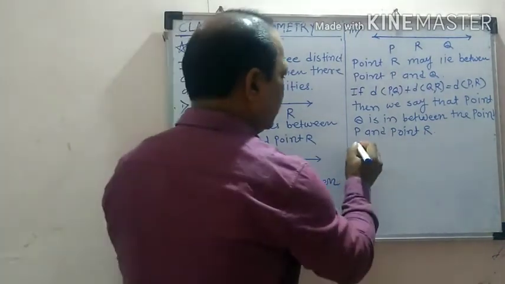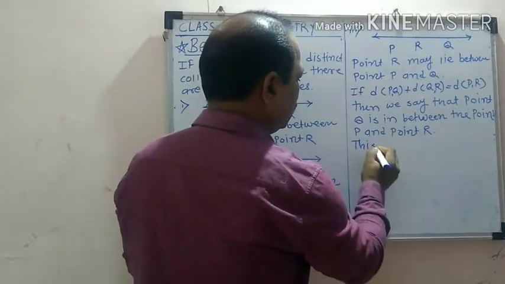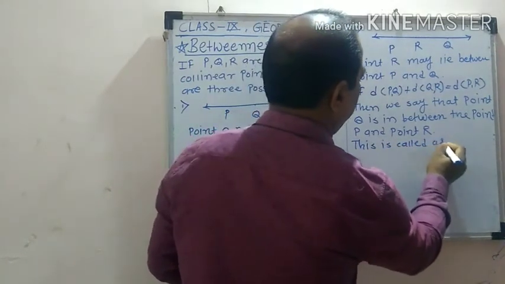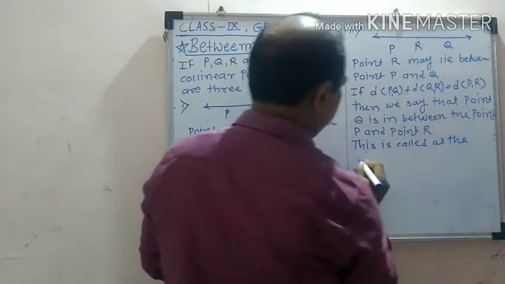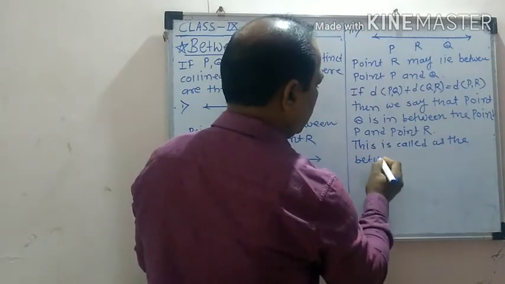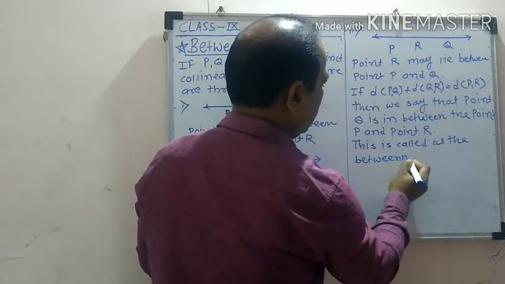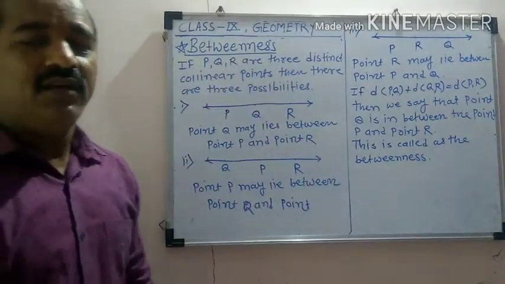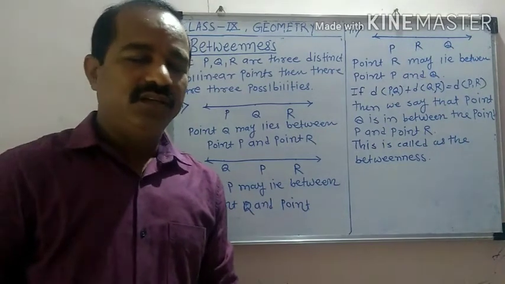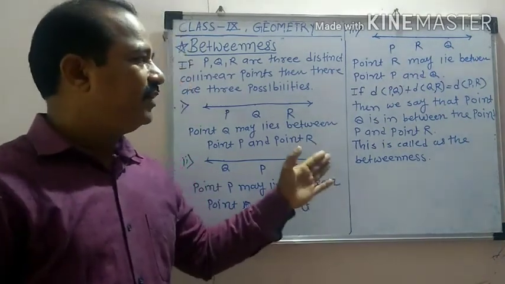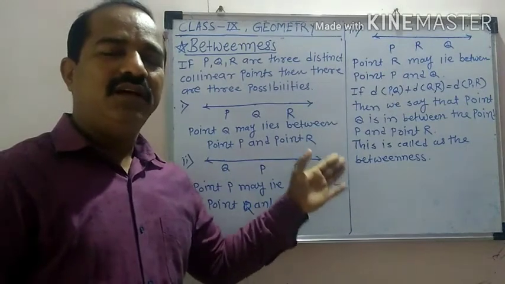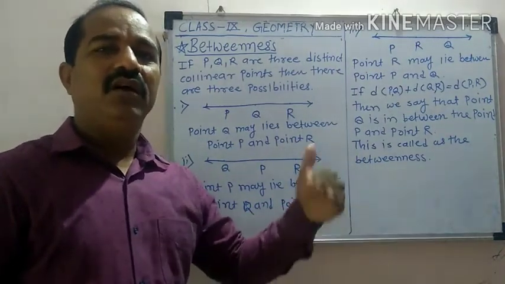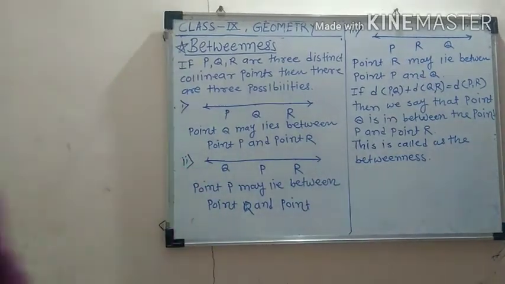This is called betweenness. This is called as the betweenness of points. Now we have to see few examples on this, in which we have to find that which point lies between the other two points.